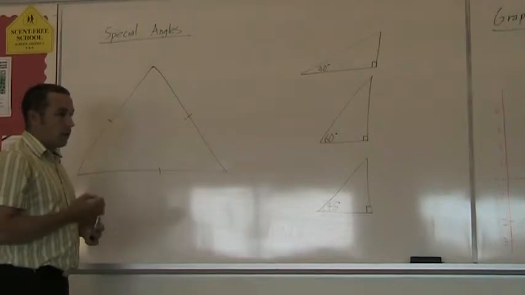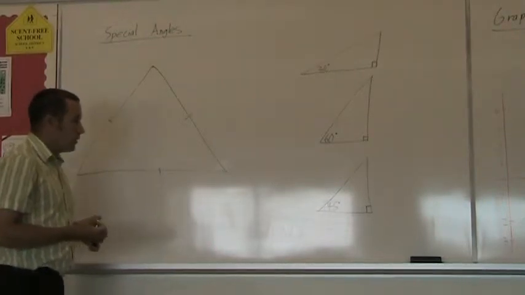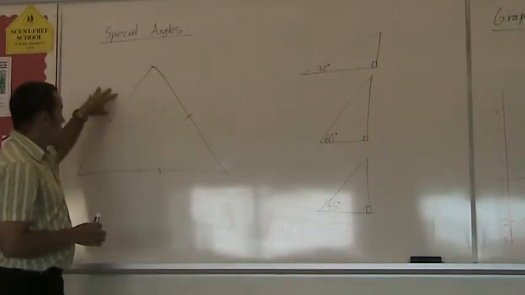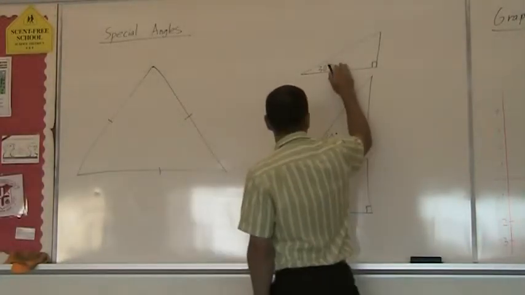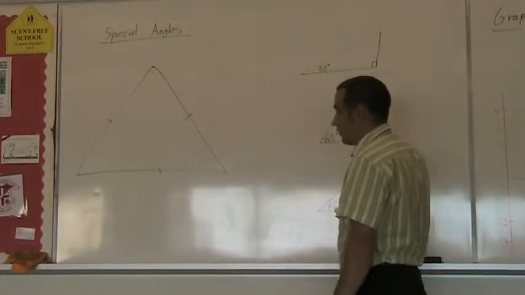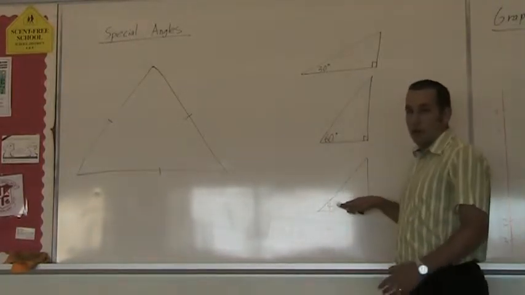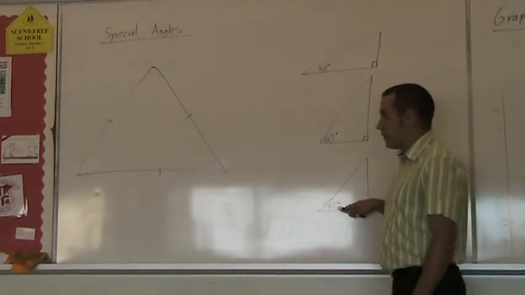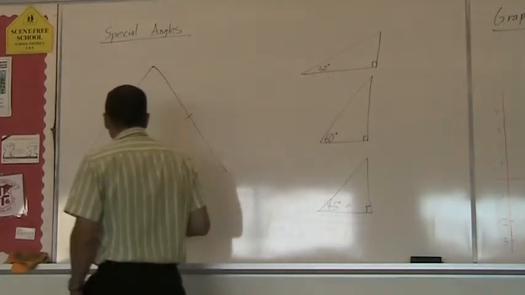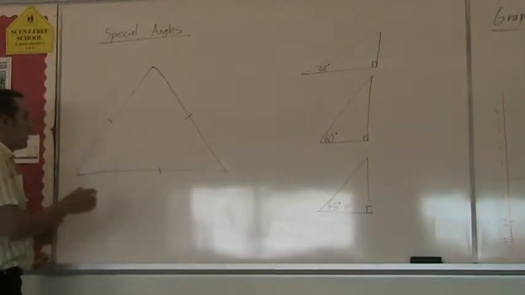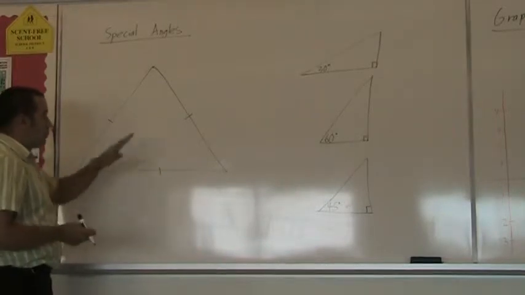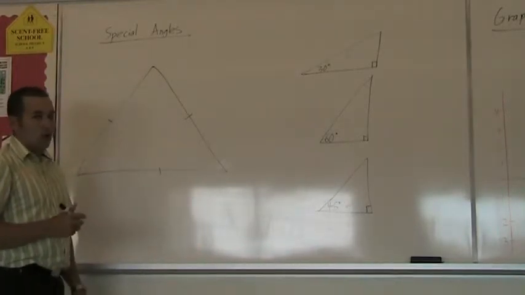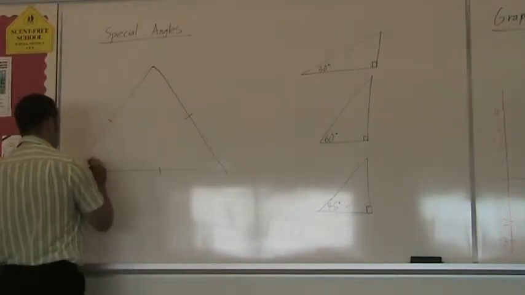Okay, so to explain how we got the special angles, we're going to use an equilateral triangle here. The special angles are 30 degrees, 60 degrees, and 45 degrees. Those are going to be the building blocks of trig. So we start with an equilateral triangle. All sides are of equal length, and that also means the corners are all the same, which means that they're each 60 degrees.